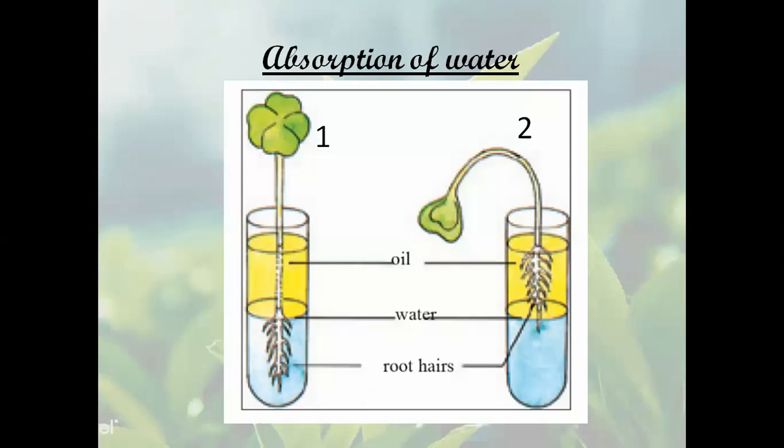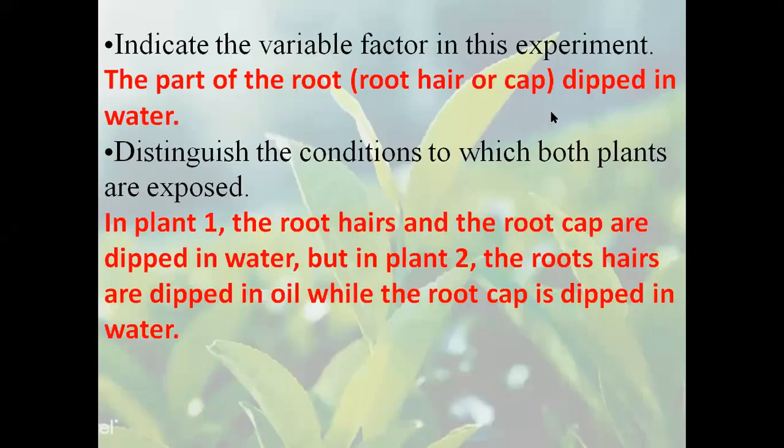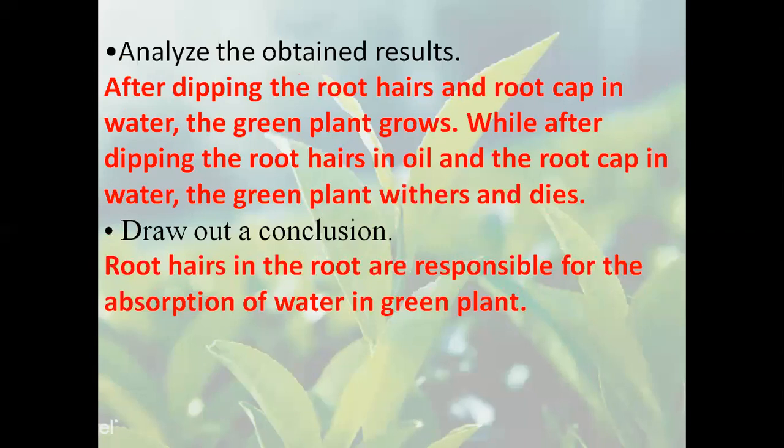Why? Because in plant one, where the root hairs and the root cap are both in water, the plant grows normally. However, when the root hairs are in oil and the root cap in water, it withers and dies. So this means that the root cap has no role in the absorption of water. However, it's the root hairs. So the root hairs in the plant absorb the water. So this is the analysis.